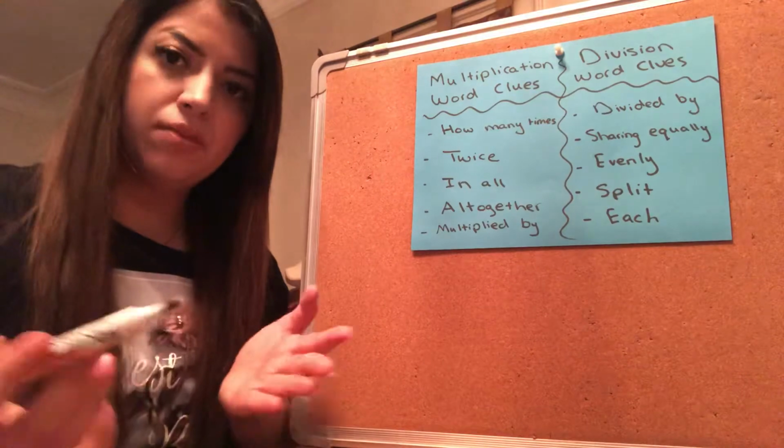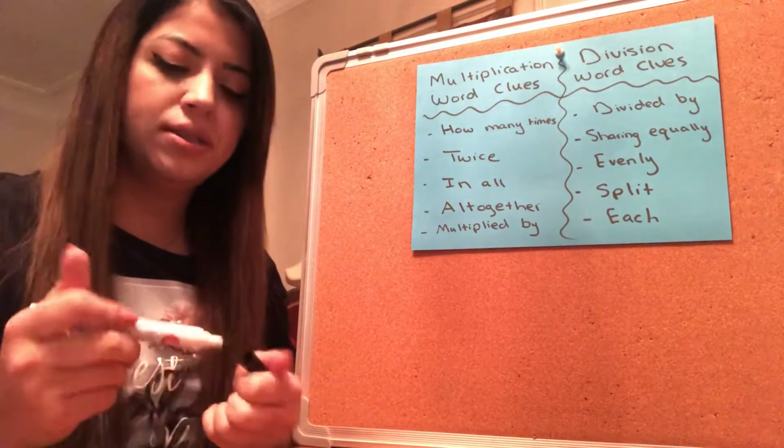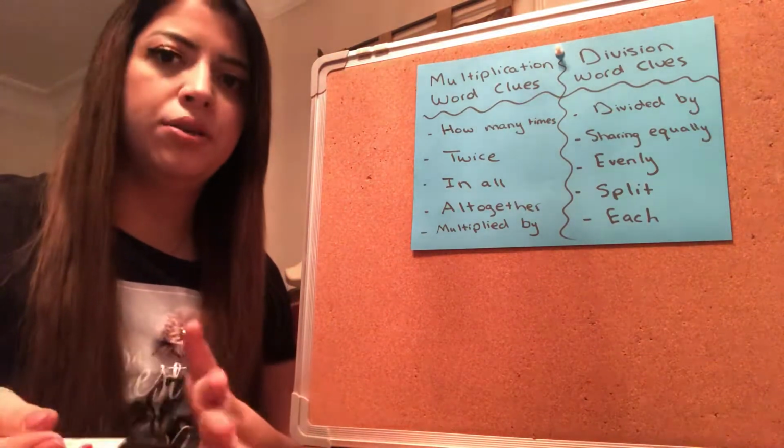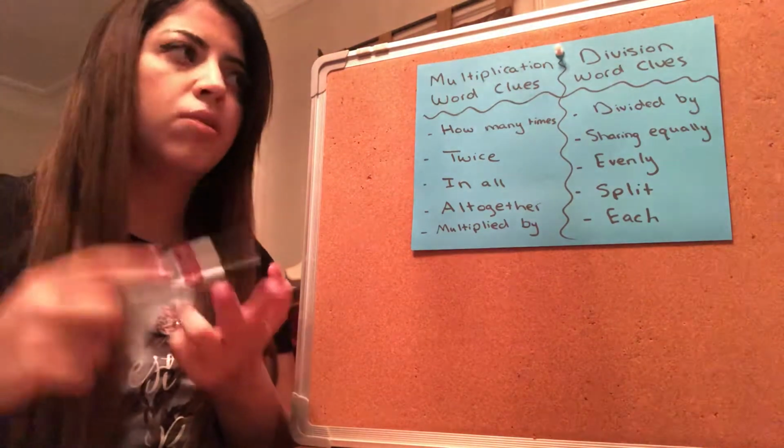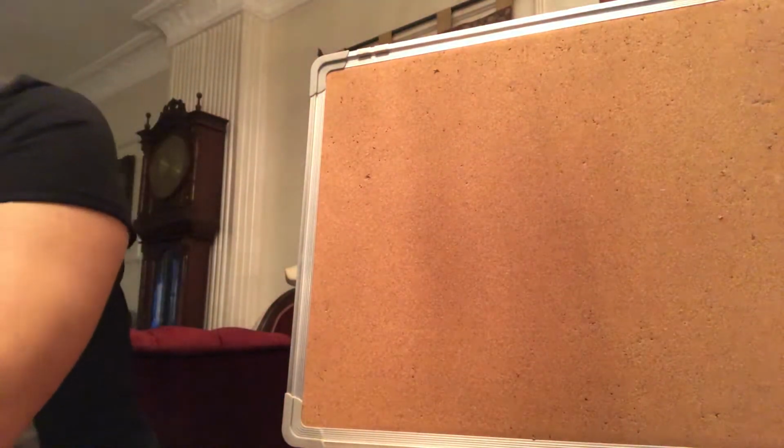These words, when you see them in word problems, what you're supposed to do is underline or circle them so that they can help you understand how to solve the word problem and what to use, whether we use division or multiplication. Now this is for the word problems. Let's solve a different word problem.